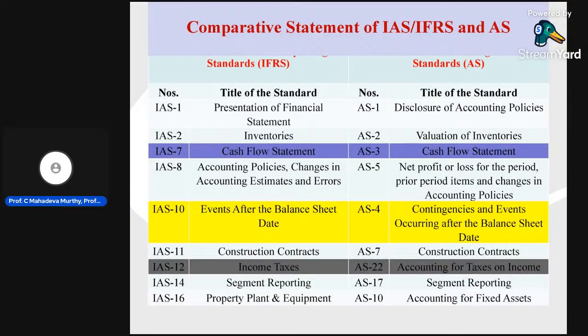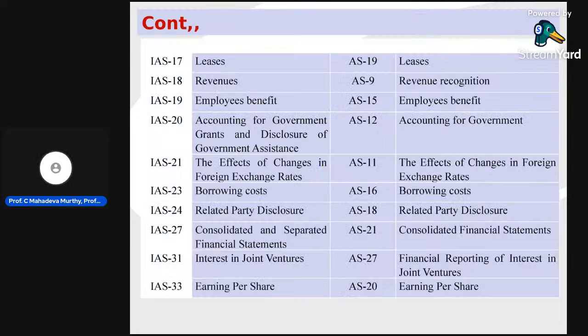Next one, comparison of IFRS with Indian accounting standards, because different concepts are there. Here is the title of the standard, that is, AS. AS 1, presentation of financial statements, and as per AS, disclosure of accounting policies. These are all the different concepts we have seen in international financial reporting standards.